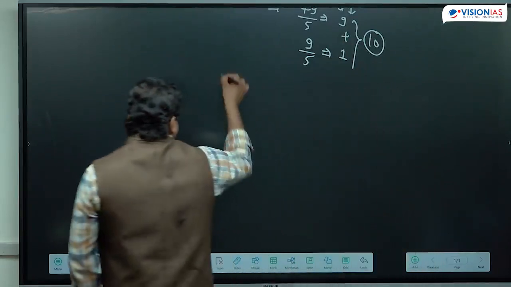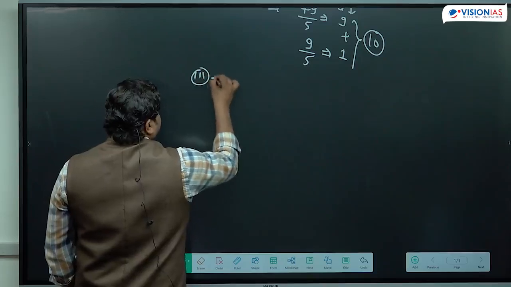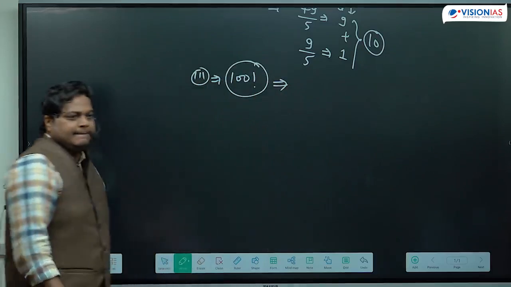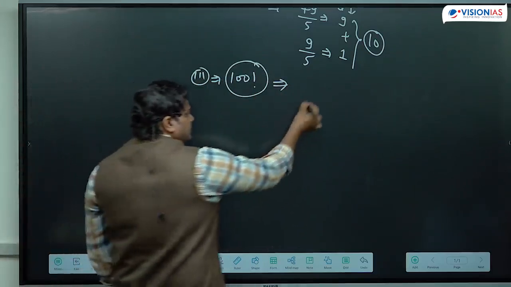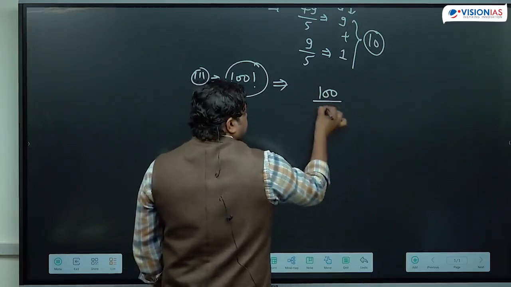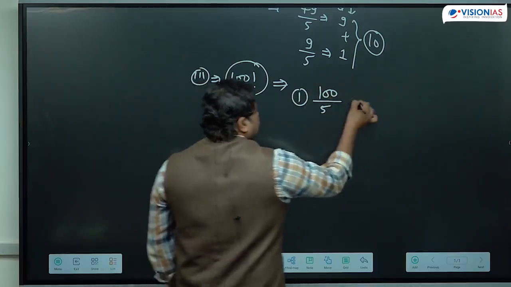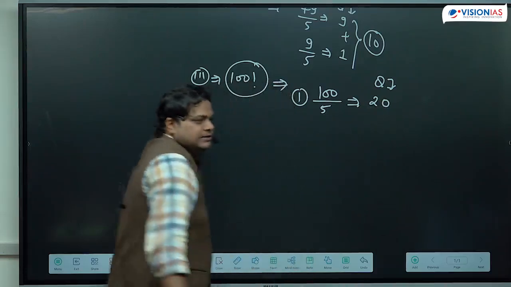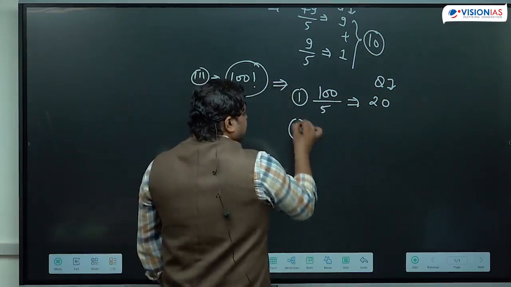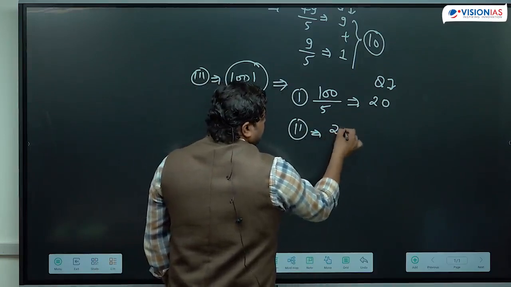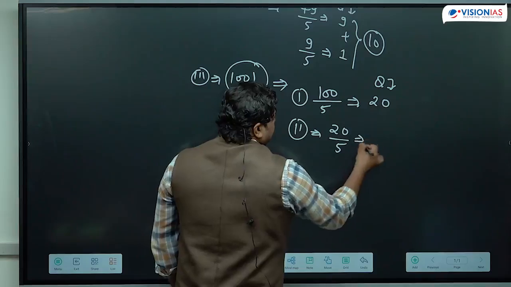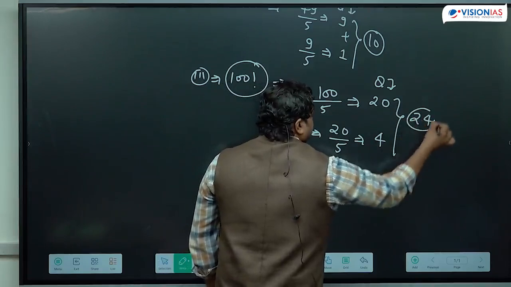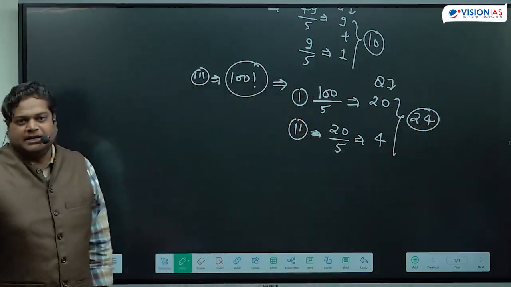If I write 100 ka factorial, how many zeros are there at the end? So number of 5's we need to calculate. 100 ko 5 se divide kara, what quotient we are getting? 20. Second step mein this 20 is more than 5. 20 ko again will divide by 5, quotient is coming 4. So total number of 5s 24. 24 will be the answer.